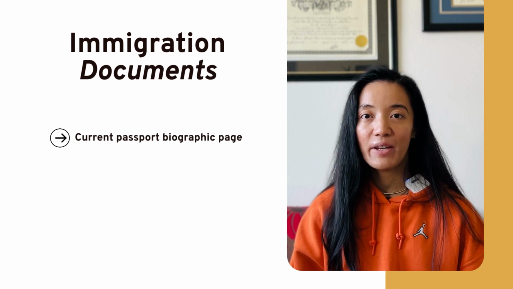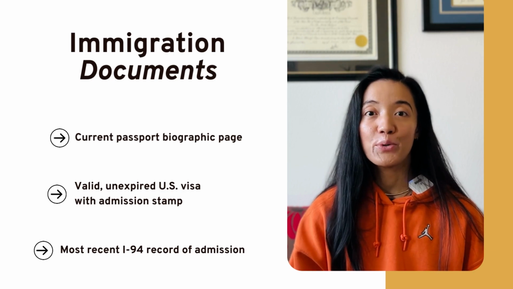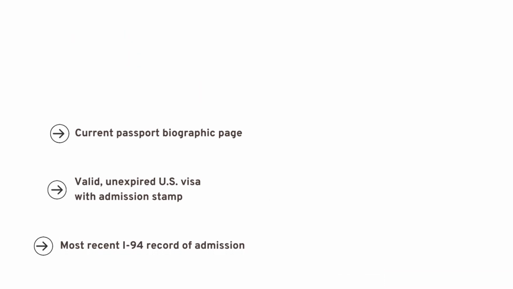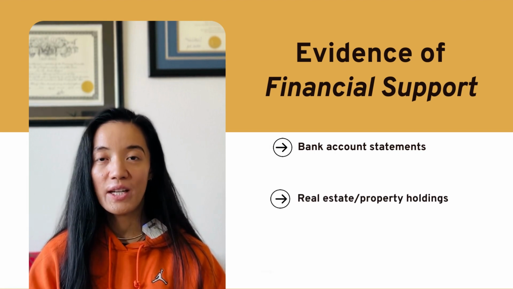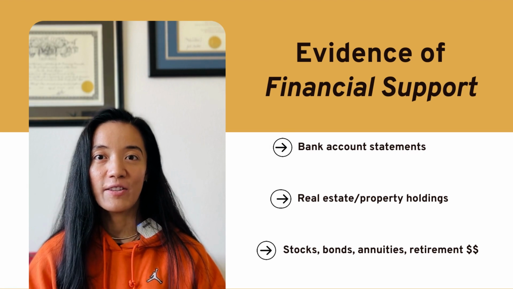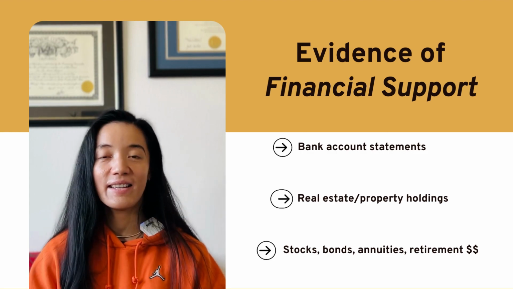For supporting documentation, you will need your immigration documents for the principal and dependent applicants, and these include your passport biographic pages, your current US visas and admission stamp, and your most recent I-94 record of admission. You will also need evidence that you are able to financially support your studies here in the US. So for the principal applicant, if you have bank accounts or real estate holdings in your home country, or if you are using the financial sponsor, then you will need to include evidence that you have the means to support your studies in the US.